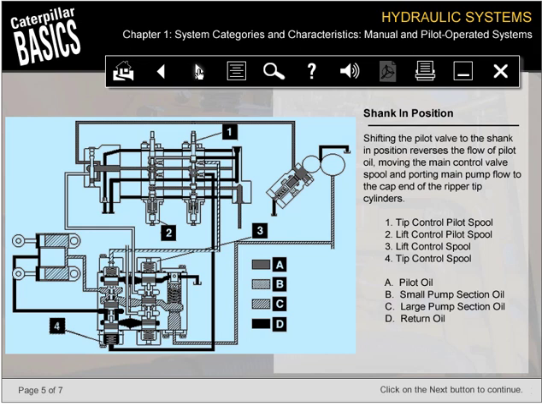Shifting the pilot valve to the shank in position reverses the flow of pilot oil, moving the main control valve spool and porting main pump flow to the cap end of the ripper tip cylinders. The numbers on this graphic again point out the locations of the 4 control spools, and the various patterns mean the same as in the 2 previous illustrations.